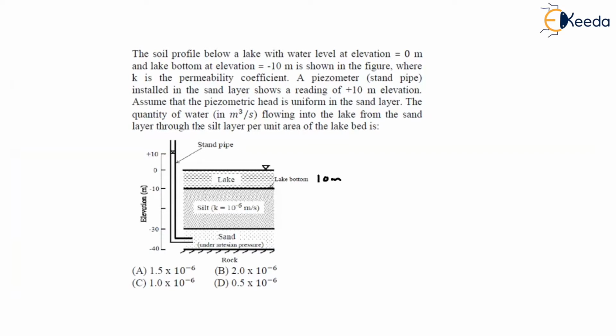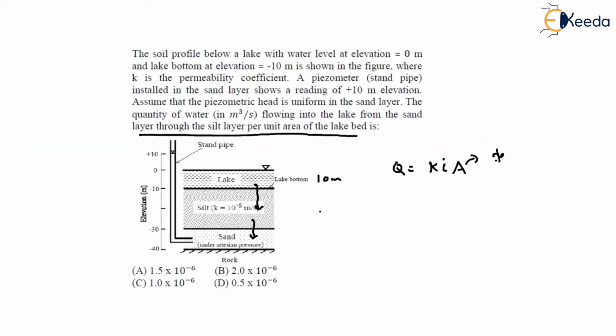Fine. The quantity of water flowing into the lake from the sand layer through the silty layer. So what they're asking, if water is flowing through the lake, through silt and through sand, is the discharge rate. If discharge rate, then use the formula K into I into A. Here the K value is given as 10 power minus 6 meter per second. What about A? Did they mention anything about the cross-sectional area? You can observe here: through the layer per unit area of the bed. That means consider A is equal to 1.